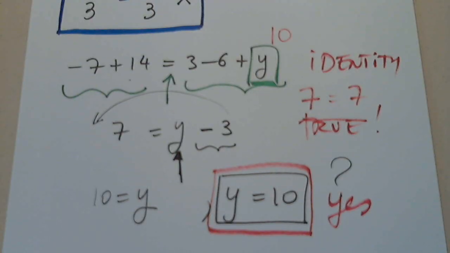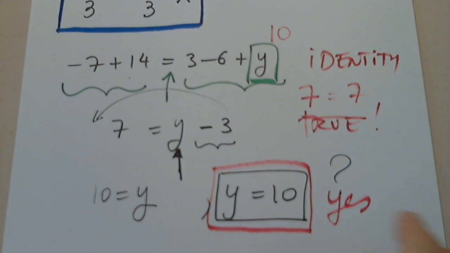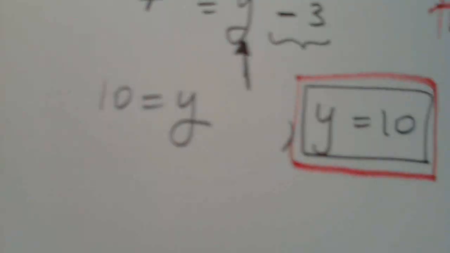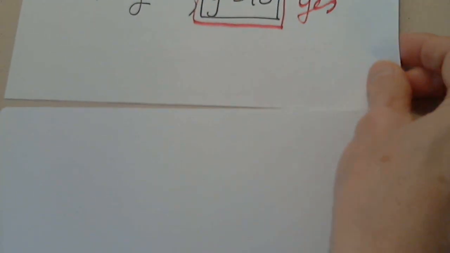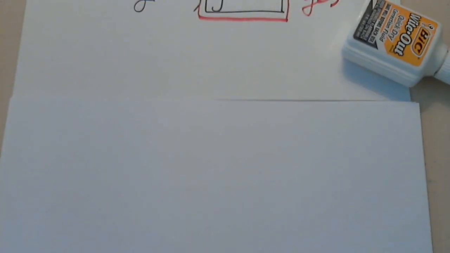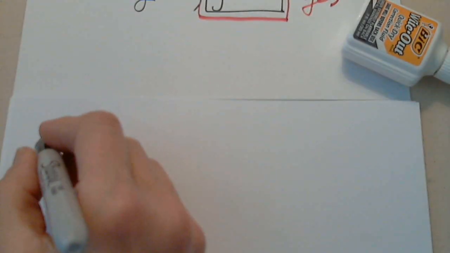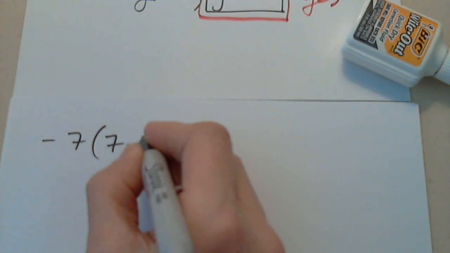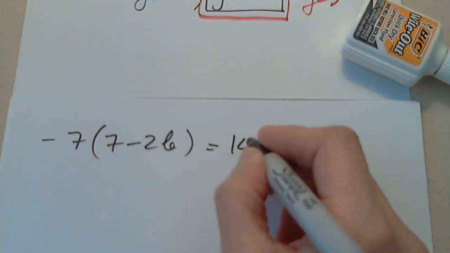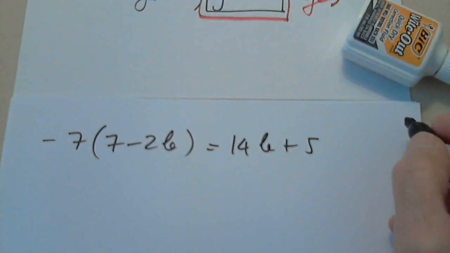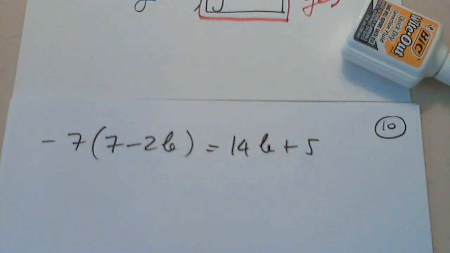Any questions? Okay, moving on. Here's another. Negative 7 times the quantity 7 minus 2b equals 14b plus 5. Negative 7, parentheses 7 minus 2b, close the parenthesis, equals 14b plus 5. So let's work on this problem for a minute.